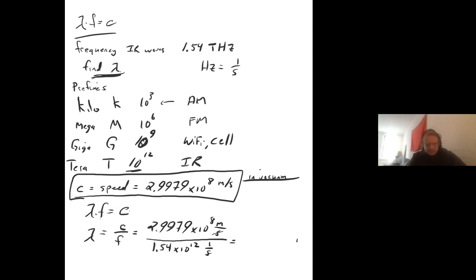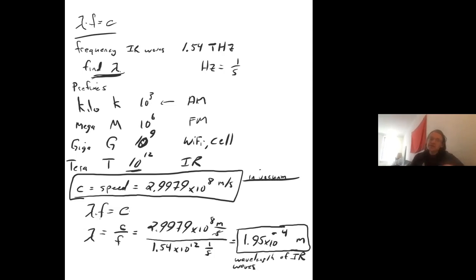And wavelengths can be in meters, they can be in nanometers. In this particular problem, they don't tell you which one to put it in, so you can just leave it in meters. So 2.9979 times 10 to the 8th over 1.54 times 10 to the 12th. And you get a small number. You get, I'm going to round it to 3 sig figs, 1.95 times 10 to the minus 4. And there you go. So that's your wavelength of this IR radiation. Okay, 10 to the minus 4.